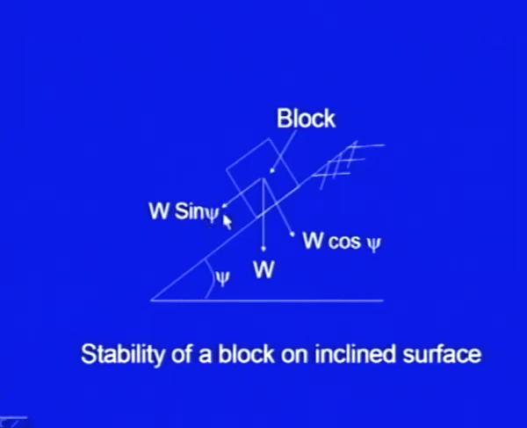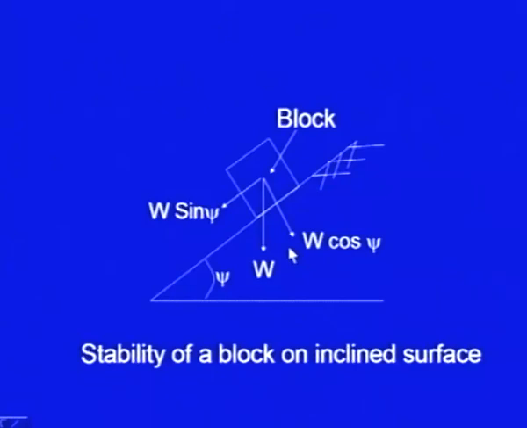If this psi angle is very small, let us say 0, the plane becomes horizontal and this component becomes 0. So, there is no component which is trying to create instability. W sin psi will be creating instability, and if psi is almost 90 degrees, you will find that this component becomes very large. And W cos psi, the normal component, is large when psi is almost 0, and when psi becomes 90 degrees, it becomes almost 0.